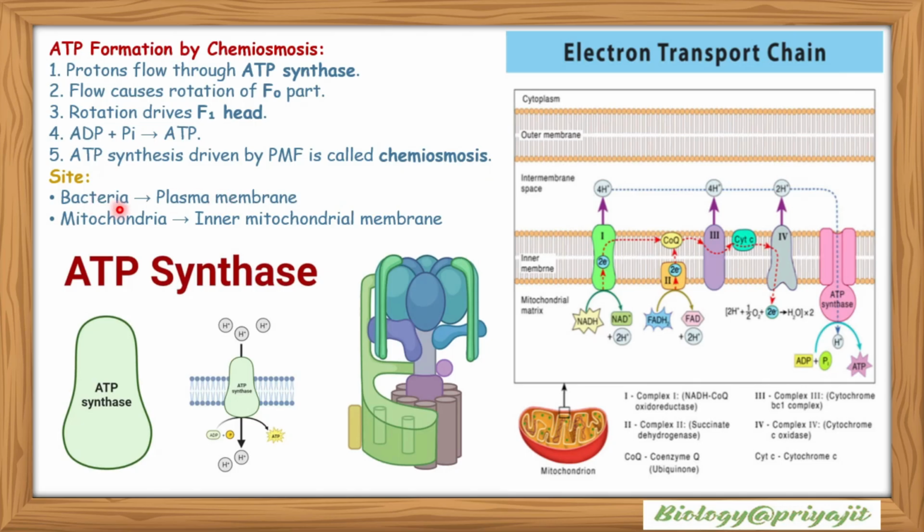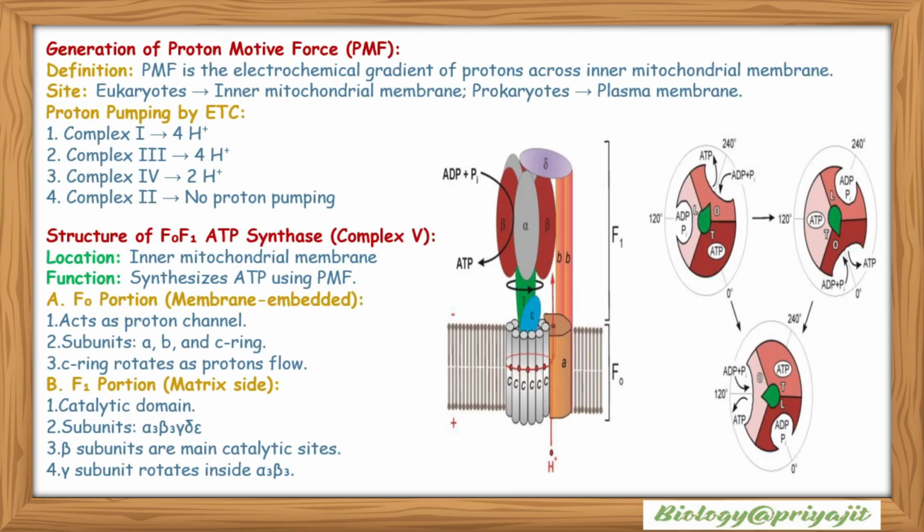Its site, in the case of bacteria, is the plasma membrane, and in the case of mitochondria it is located in the inner mitochondrial membrane. Generation of proton motive force. Definition: PMF is the electrochemical gradient of protons across the inner mitochondrial membrane. Its site: in eukaryotes it is located in the inner mitochondrial membrane, and in prokaryotes it is located in the plasma membrane. Proton pumping by the ETC: complex 1 transports 4 H+ ions, complex 3 also transports 4 H+ ions, and complex 4 transports 2 H+. Complex 2 has no proton pumping.